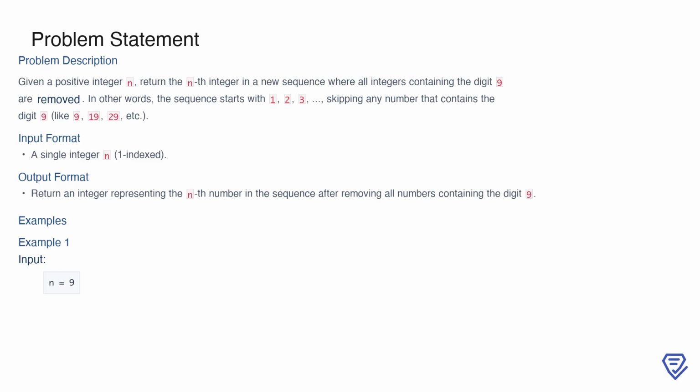The problem is to determine the nth number in a sequence where all integers containing the digit 9 are excluded. For instance, in this sequence, numbers like 9, 19, and 29 are skipped entirely. The input to the problem is a single integer, n, which represents the position in this altered sequence. The output is the integer at that specific position. The task requires us to carefully construct this sequence while ensuring that any number containing the digit 9 is omitted.